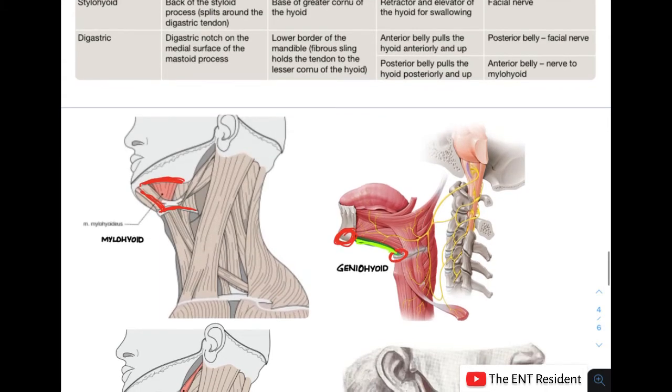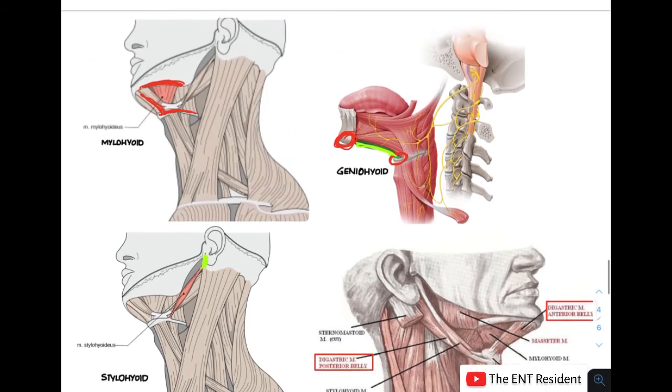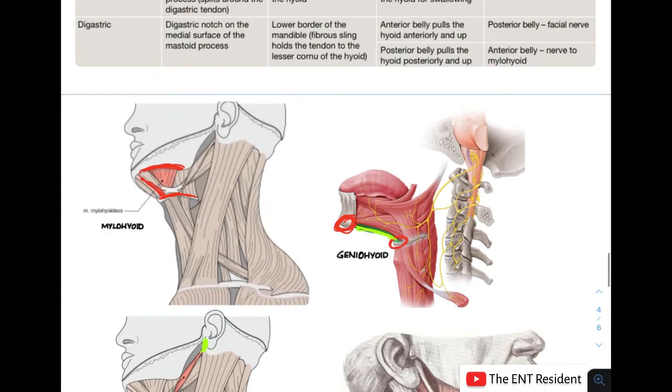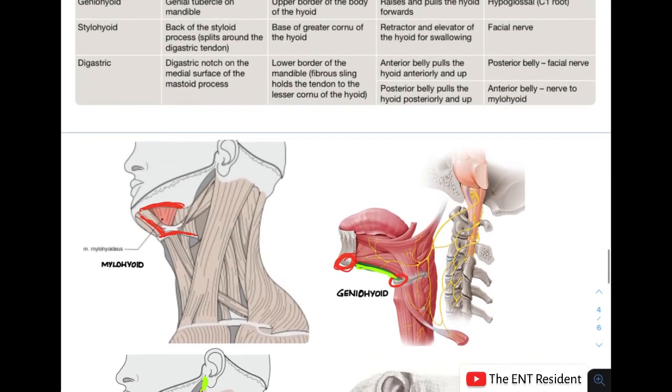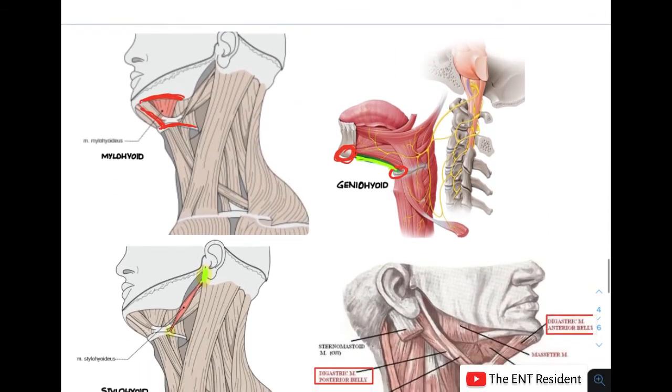The third muscle is the stylohyoid muscle, which takes its origin from the back of the styloid process, and it splits around the digastric tendon. Somewhere here lies the styloid process. That is where this muscle takes its origin from, and it goes downwards and gets attached to the base of the greater cornu of the hyoid bone. This muscle is a retractor and elevator of the hyoid for swallowing. This is the muscle which is supplied by the facial nerve. So you see in this picture the stylohyoid muscle, which took its origin from the styloid process and got attached to the greater cornu of the hyoid bone right over here.